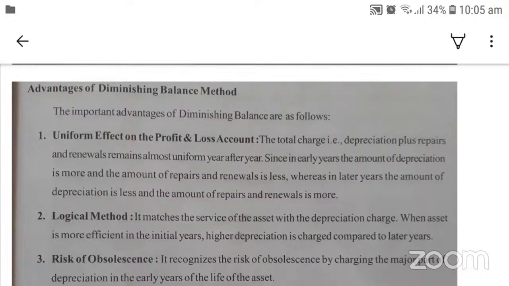Under this written down value method, the depreciation amount decreases and the repairs value increases year by year. We consider the total charge per year, depreciation plus repairs and renewals, almost uniform year after year. In this method, we calculate on the written down value, so in the subsequent years the amount will be uniform.